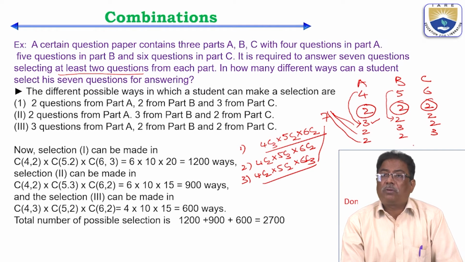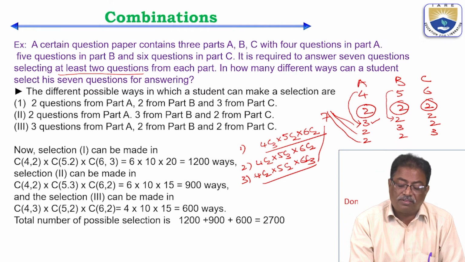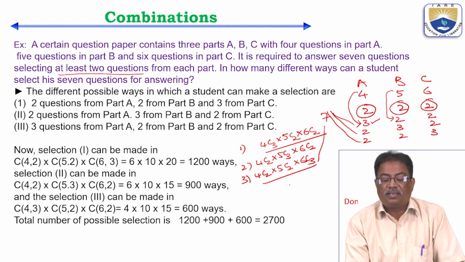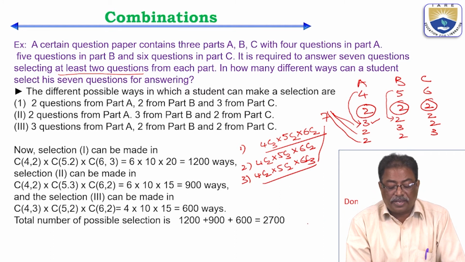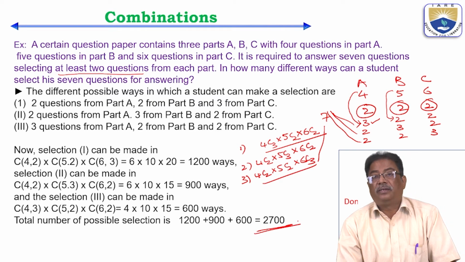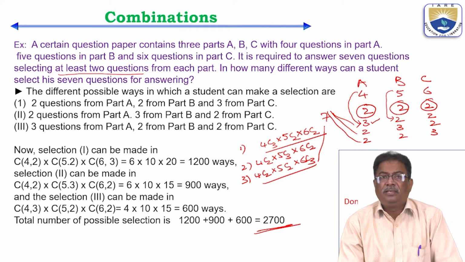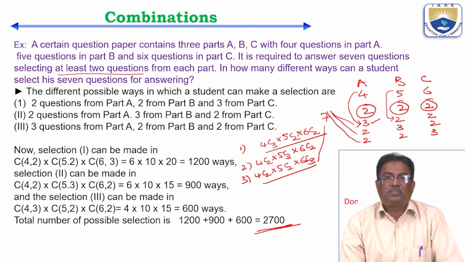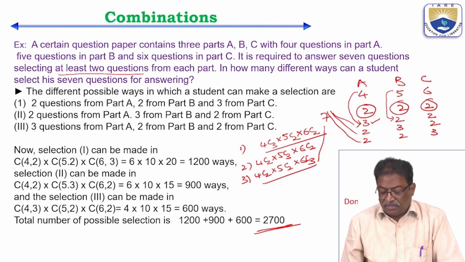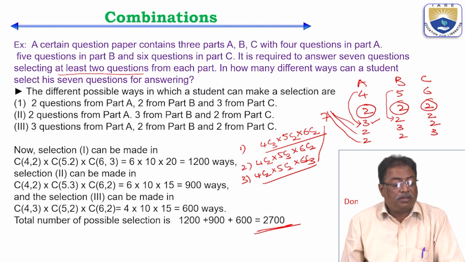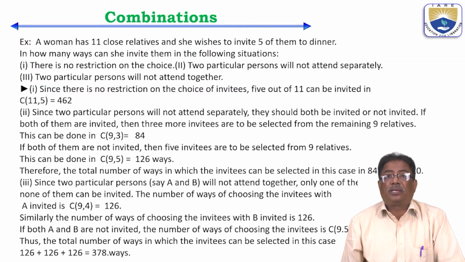So what is the total number of ways? We just have to add all the 3. Subsequently, we get 2,700 possible ways he can select, whatever the conditions are given. According to the condition, he can select the questions. So this is the way that he is going to select the questions.